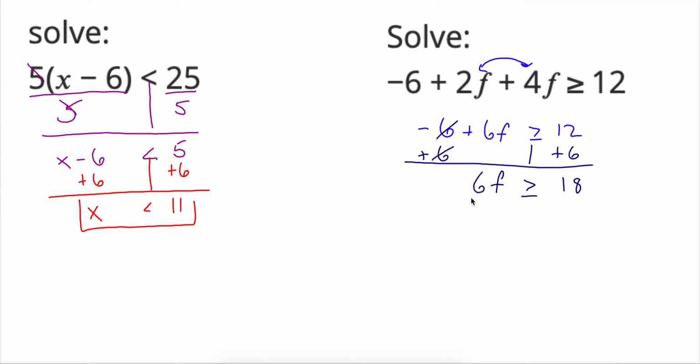And then our last step, divide by 6, and we're left with f is greater than or equal to 3. Notice I didn't divide by a negative, so my sign stayed the same. F is greater than or equal to 3.